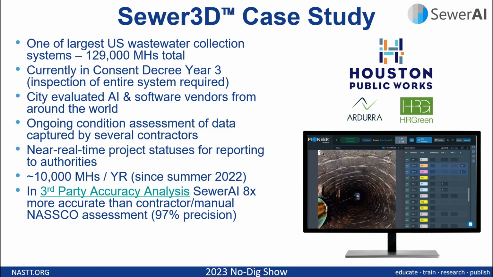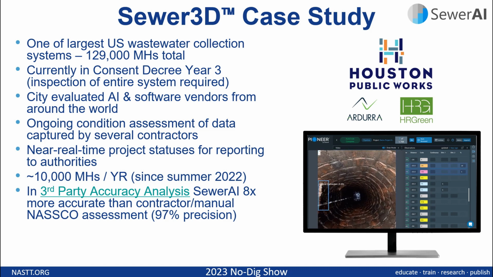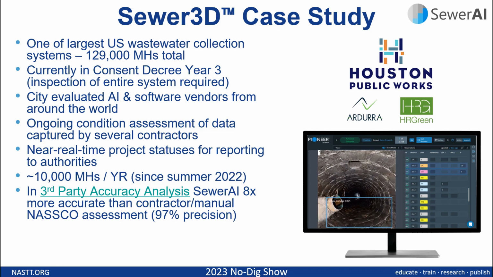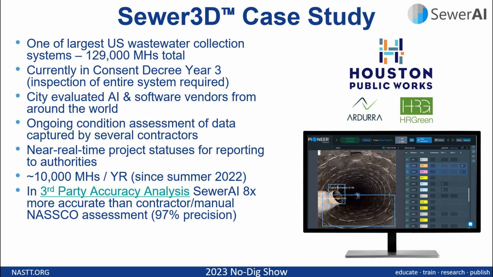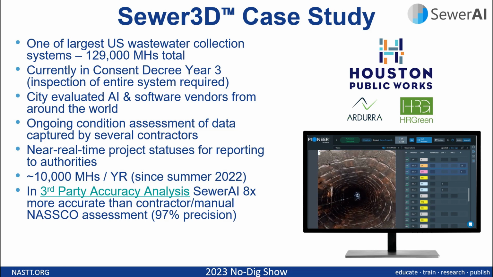Currently, the scope is around 10,000 manholes a year of MACP surveys being completed by Sewer AI. Also, a third-party study was conducted to look at the accuracy of the AI-assisted assessment process, and it found Sewer AI outputs to be around 8 times more accurate than what the contractors had historically been providing the city. And in terms of the precision of the annotations, it was found to be 97% accurate in this study.